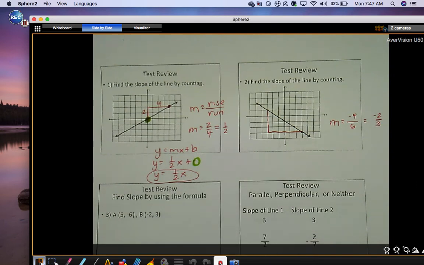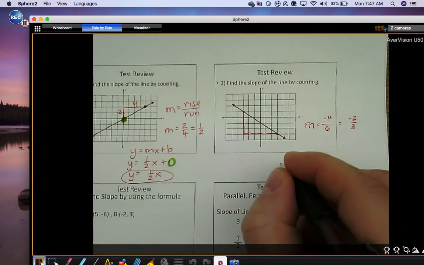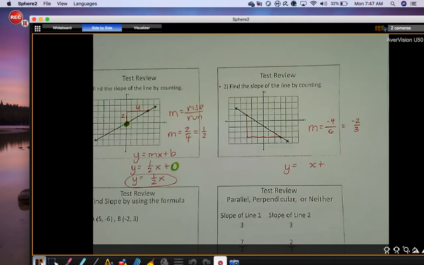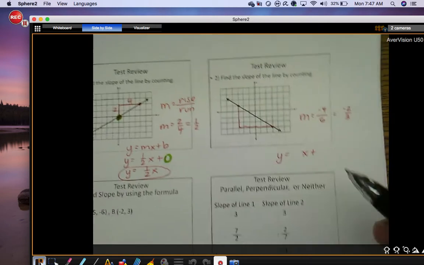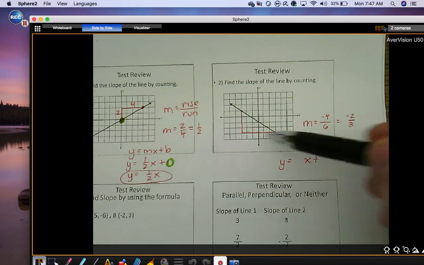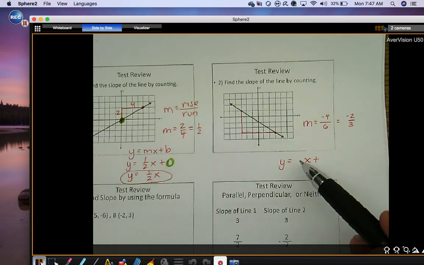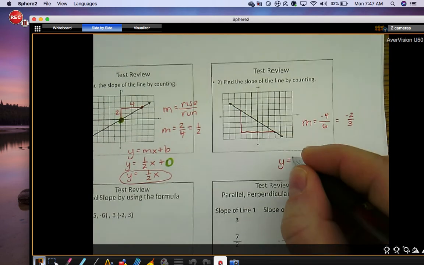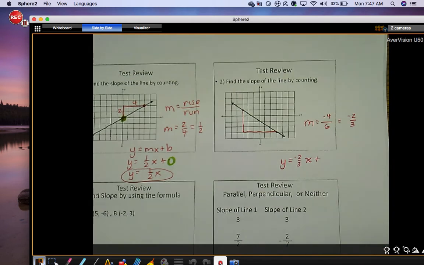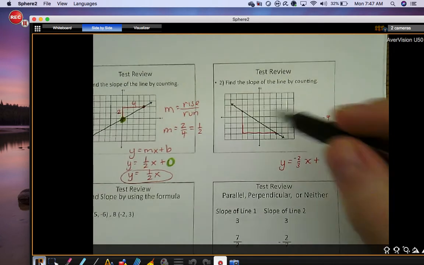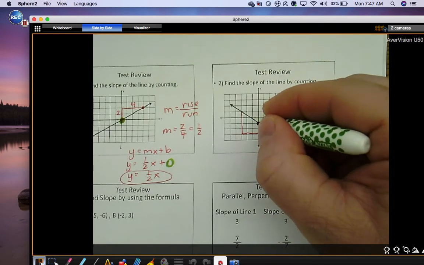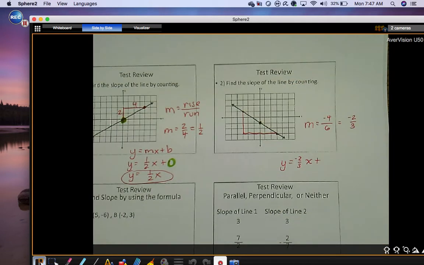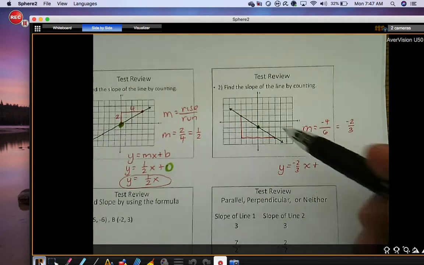Let's do the same thing over here. Now remember, this is going to be multiple choice. So we know our answer is going to be y equals mx plus a number. You know the slope is negative. So this number in front of here must be negative. Use that to your advantage on the multiple choice. Now we already counted it, so we know it's negative 2/3. The y-intercept, that's where the line crosses the y-axis, is right there. Notice how that's 1 unit below the origin.